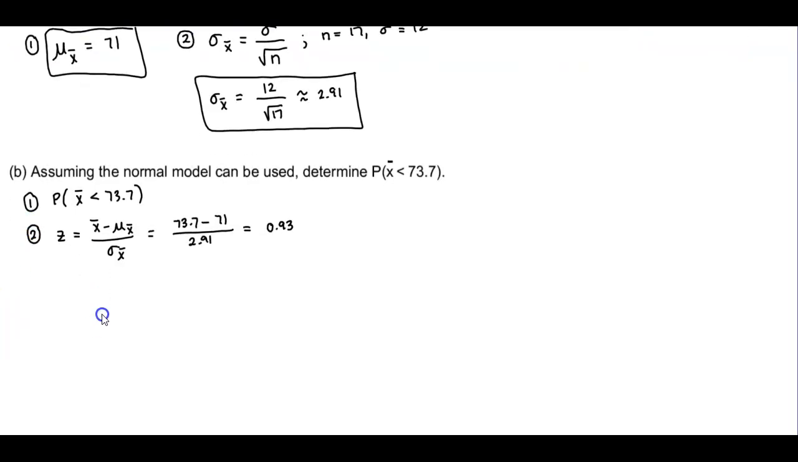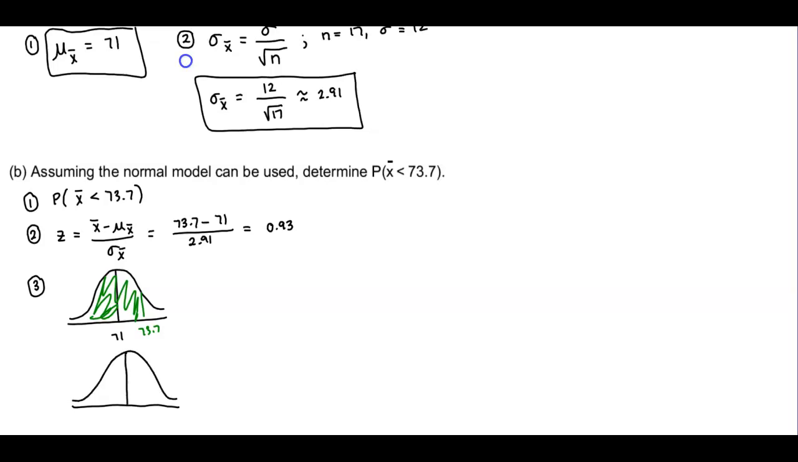So what we've done here is go from a bell curve that had a mean of 71, where we were trying to find the area less than 73.7, to a normal distribution that has a mean of 0, using a z-score of 0.93, and we want to find the area to the left of that. So we want the probability that the z-score is less than 0.93, by using the table.